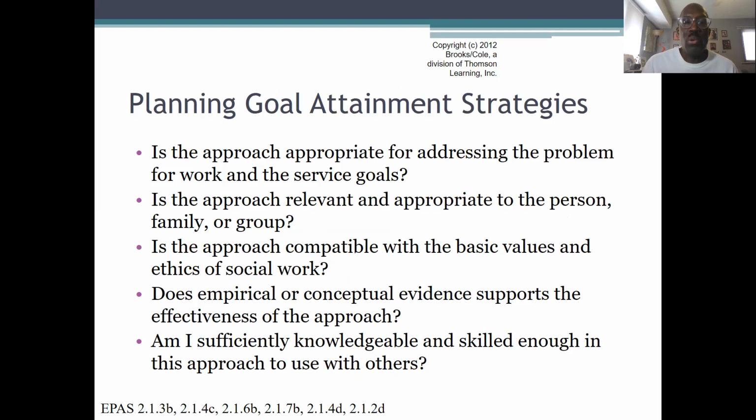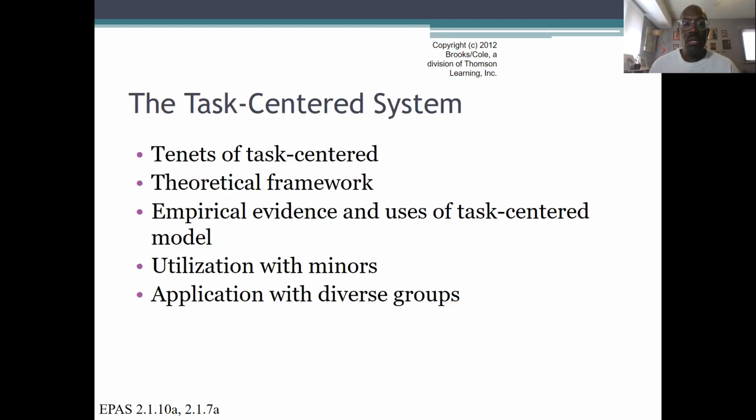So there are planning goal attainment strategies. It's about addressing problems and looking at the appropriate approach. Is it relevant and appropriate to the person, family, or group? Is it compatible with the basic values and ethics of social work? Are you skilled enough to know about using this type of approach? Is there empirical and conceptual evidence to support using this approach? So those are the planning, goal attainment strategies.